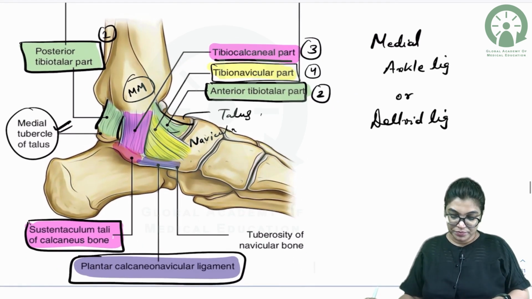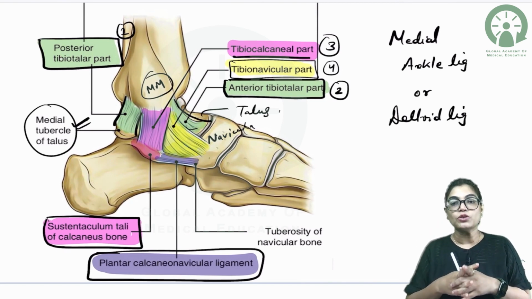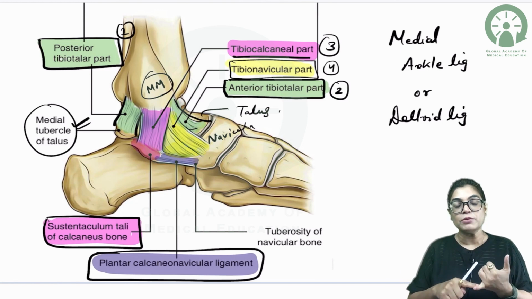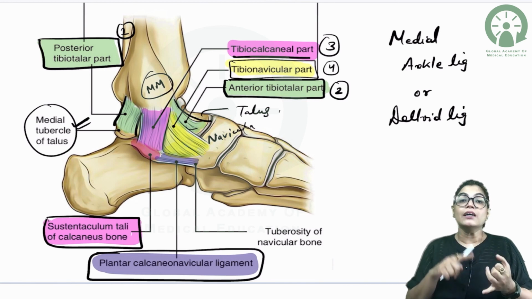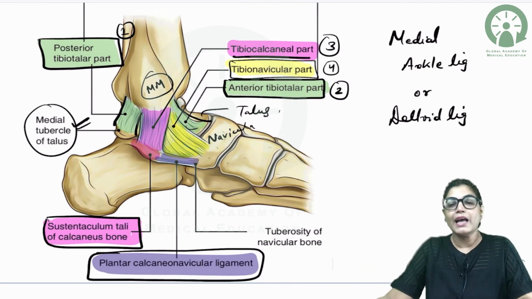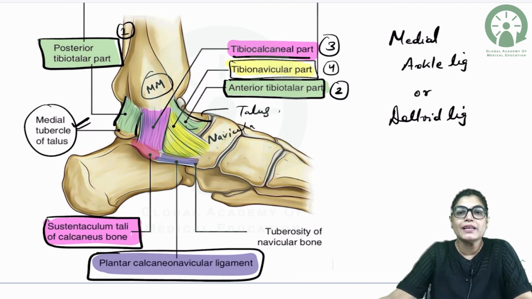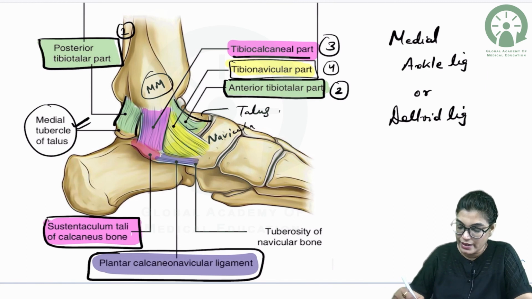So, in other words, the four parts of the deltoid ligament, or medial ankle ligament, are: posterior tibiotalar, connecting the medial malleolus to the medial tubercle of the talus posteriorly; anterior tibiotalar, connecting the medial malleolus to the anterior aspect of the talus; tibionavicular, connecting the medial malleolus to the navicular tuberosity; and tibiocalcaneal, connecting the medial malleolus of the tibia to the sustentaculum tali of the calcaneum bone. The tibionavicular part also merges with the spring ligament, which is the plantar calcaneo-navicular ligament.